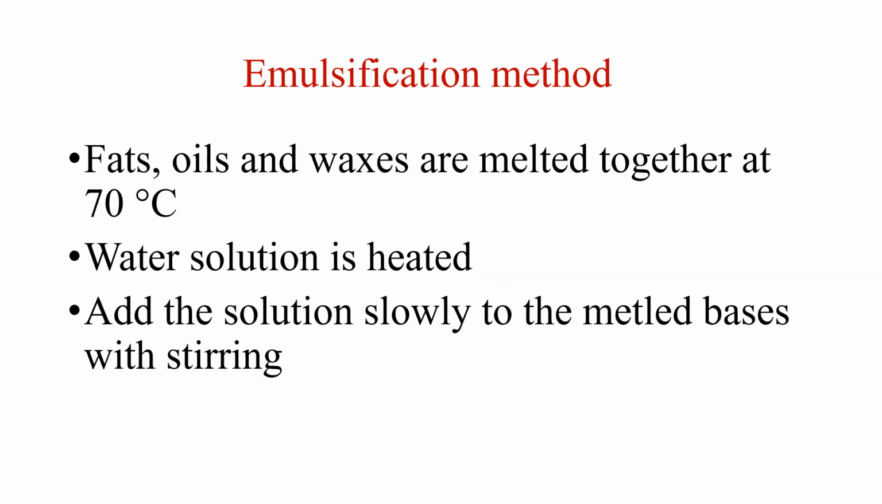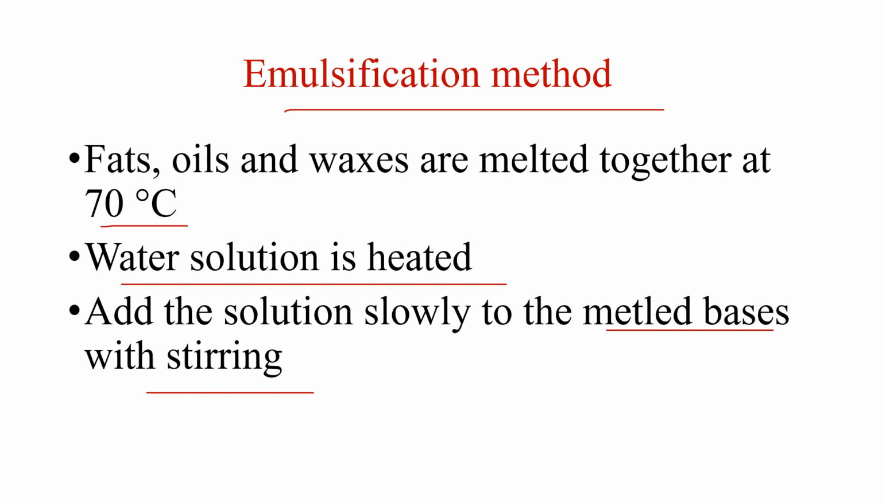Okay, and the next, emulsification method. In this method, you are going to heat the fats, oils and waxes together at a temperature of 70 degrees. Simultaneously, you heat your water in another beaker and add your water solution slowly to the melted bases with stirring. Okay, so this is emulsification.